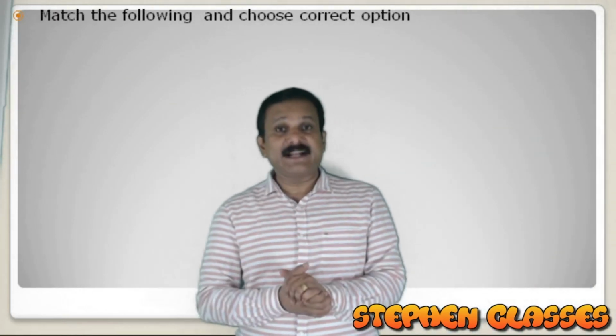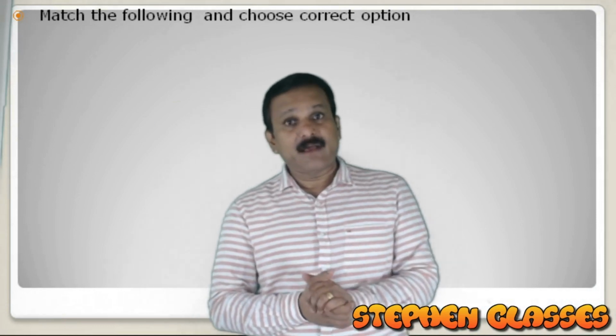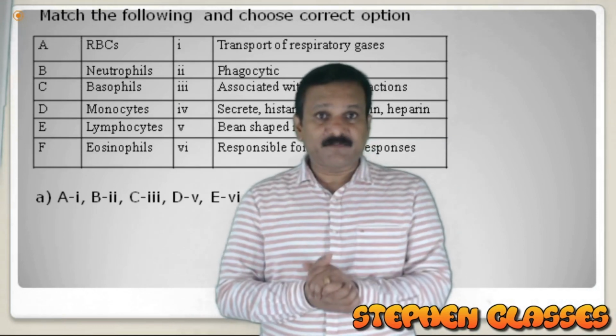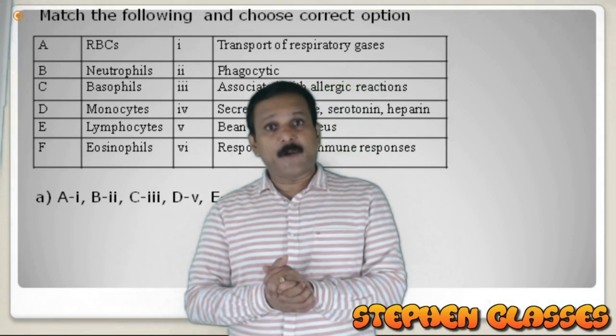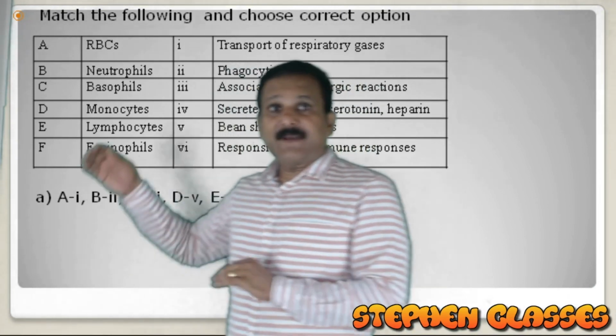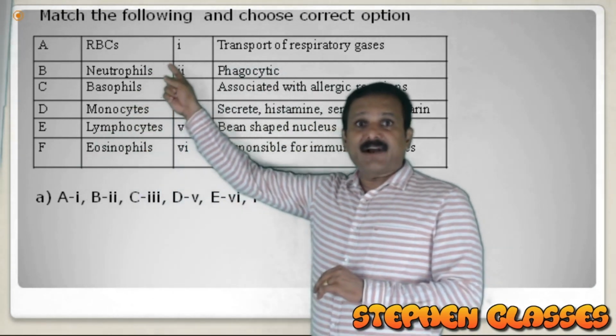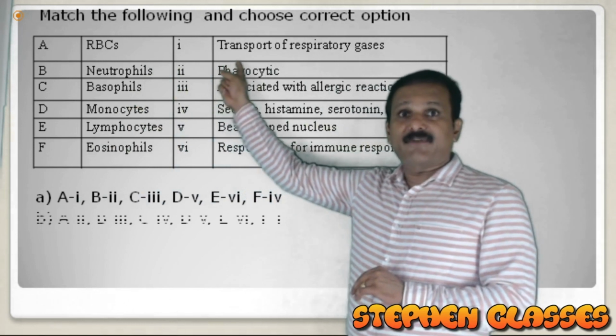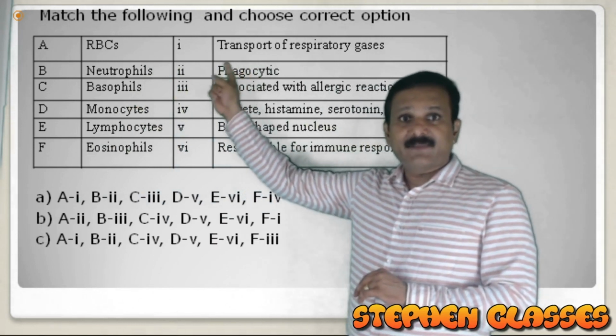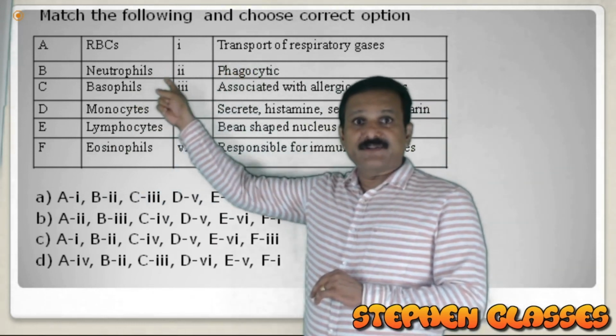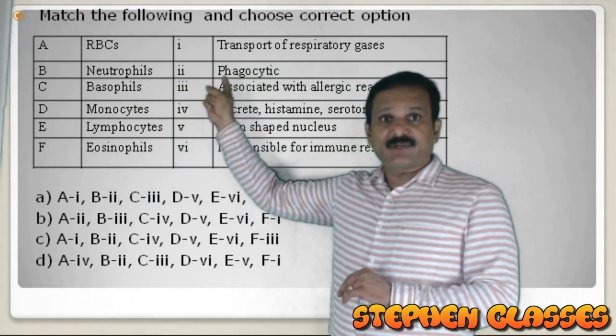The question is based on the function of these blood cells. Match the following and choose the correct option. So here we have the options for you. RBCs, their function will be transport of respiratory gases. So what about neutrophils? Neutrophils are phagocytic in nature.